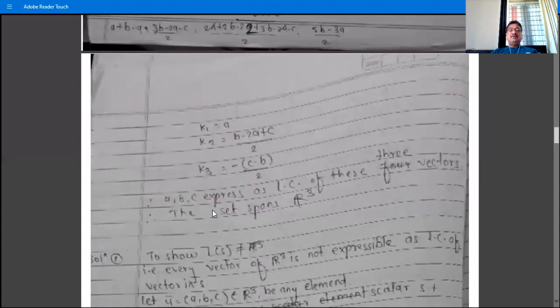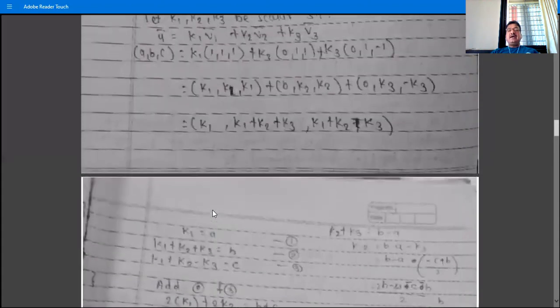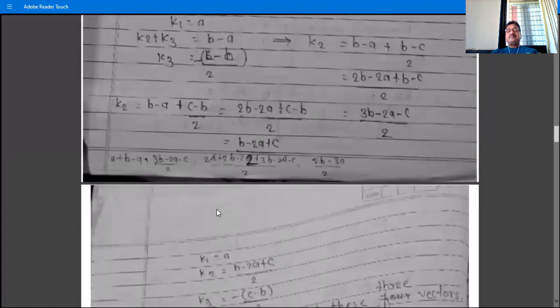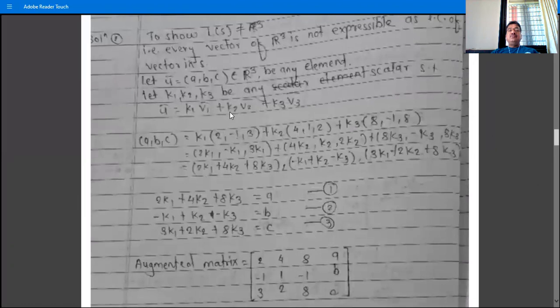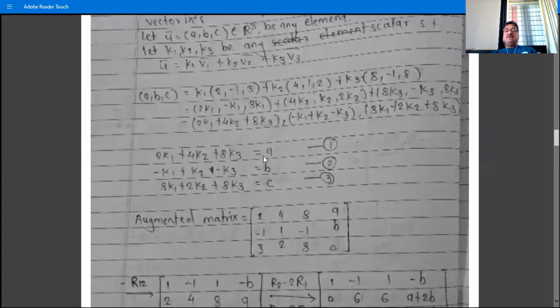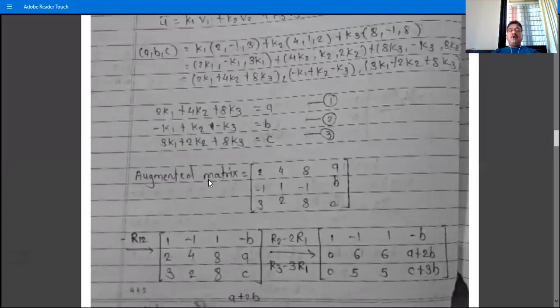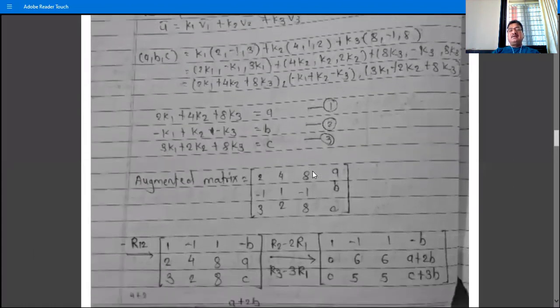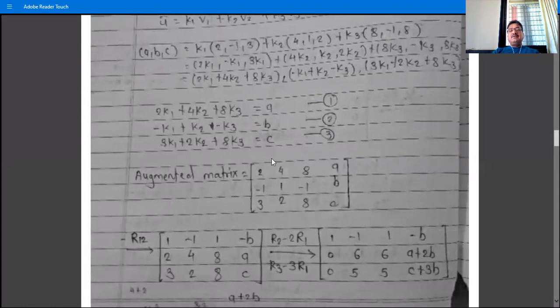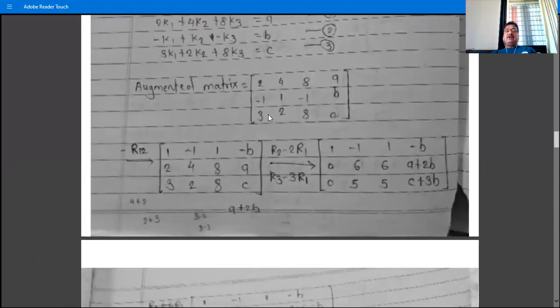So the method for the problem of spanning and not spanning is the same. Substitute U bar, V1 bar, V2 bar, V3 bar, and then apply the definition of scalar multiplication and then vector addition. We have three equations after comparing LHS and RHS, and therefore we form the augmented matrix. It is 2, 4, 8 | A; minus 1, 1, minus 1 | B; 3, 2, 8 | C. We have to reduce this matrix to echelon form.